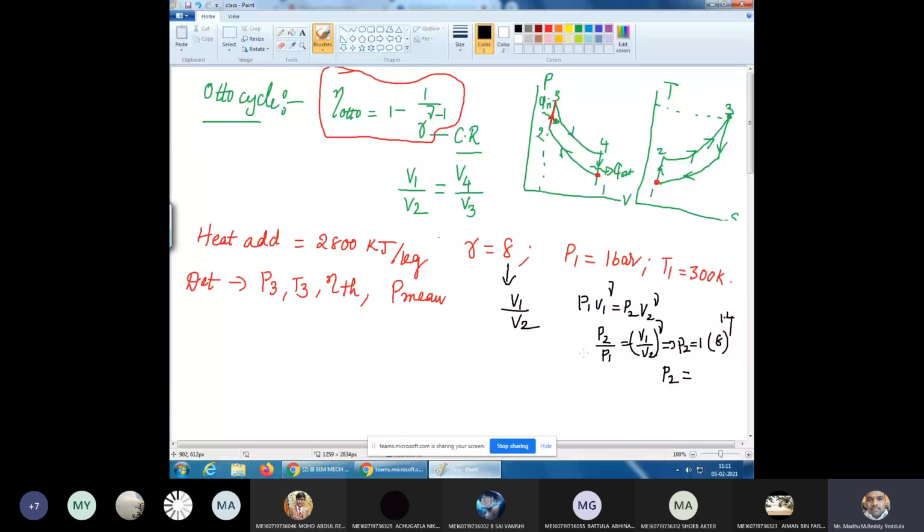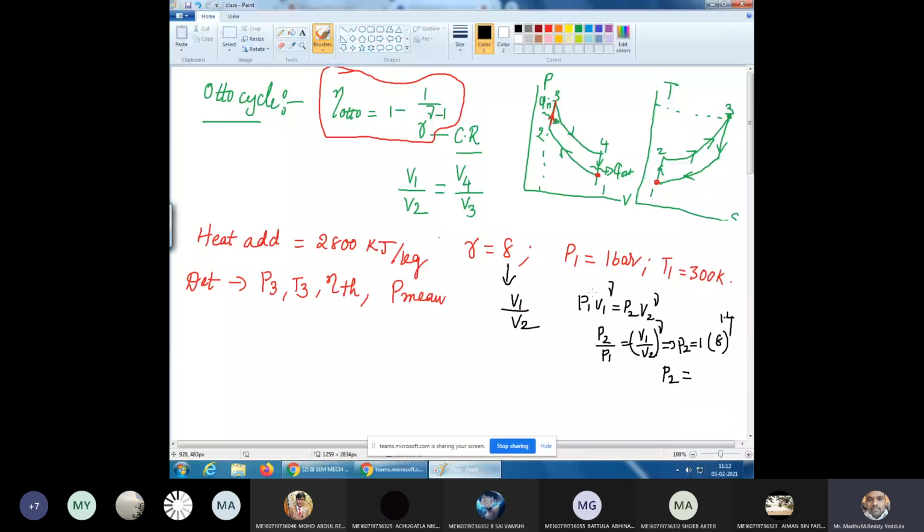How much is it? Tell me the P2 value, 8 power 1.4. 18.4, sir. 18.4, and the units will be the same, bar.